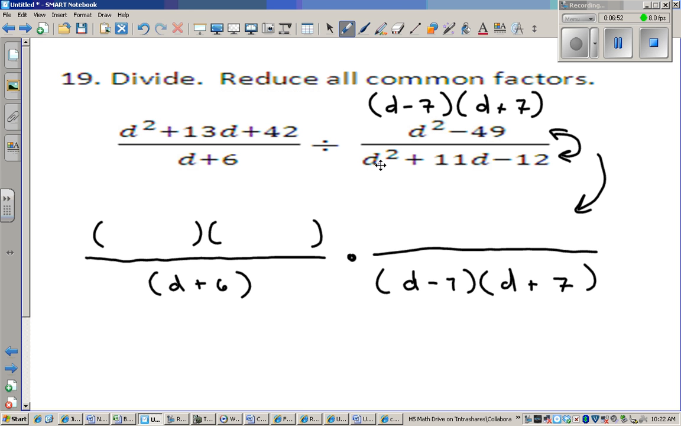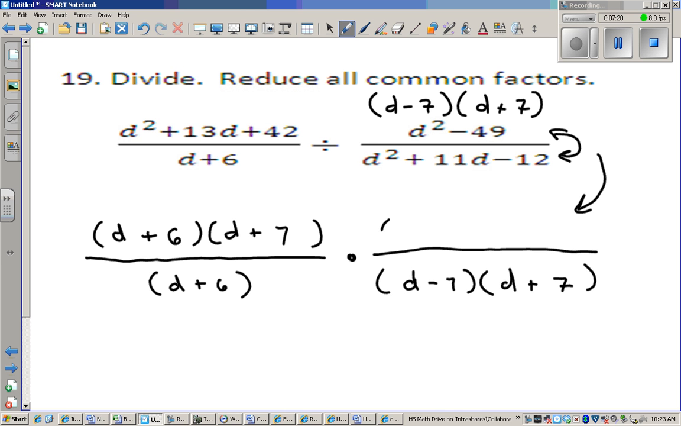And it looks like I'm going to need to factor this one for here and this one for over here. So let's do the d squared plus 13d plus 42. I know that's d plus and d plus. Product of 42, I'm going to go with 7 and 6. That's from my times tables. That's the first one that jumped out at me. And fortunately, it gives me that 13d when I add the outers and inners.